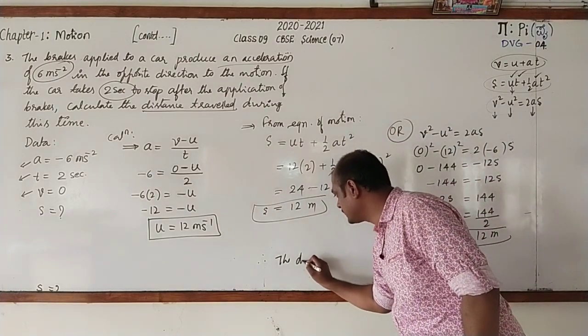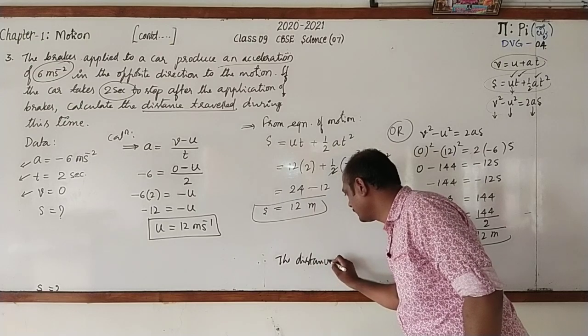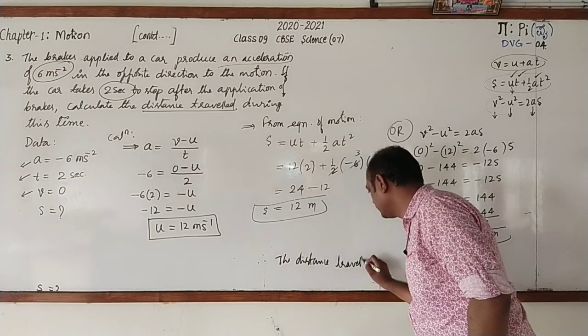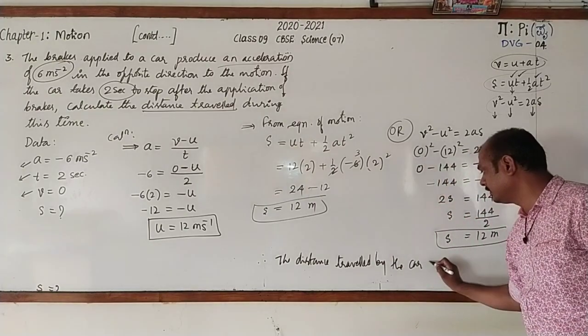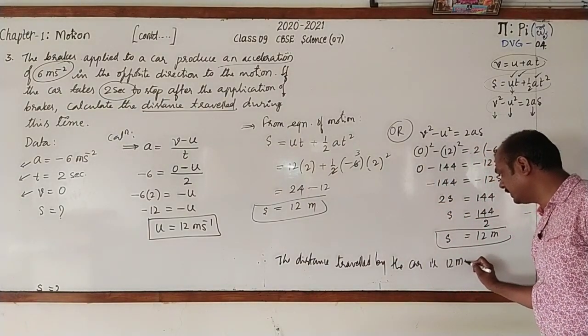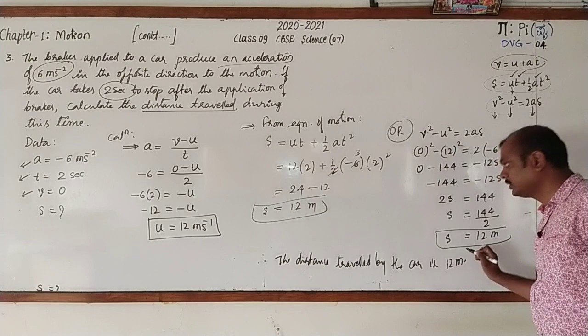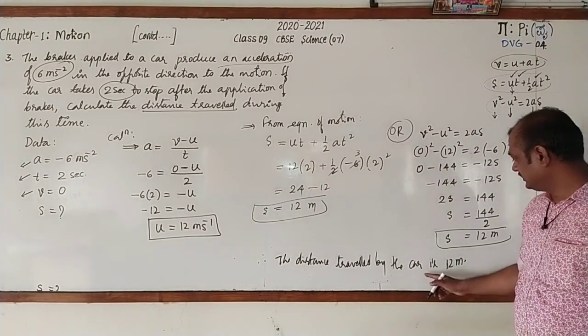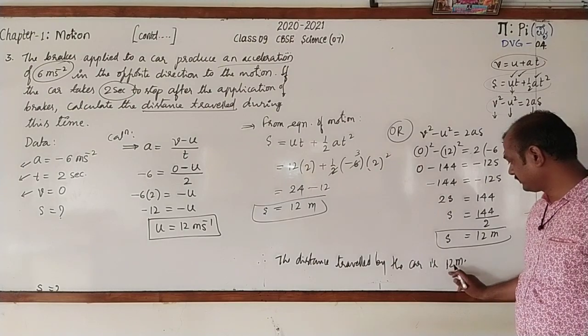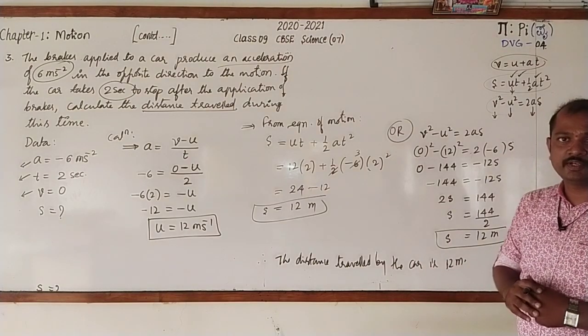Therefore, the distance traveled by the car is 12 meters. I hope that you have understood. Yes, it is 12 meters. Hope that you have understood.